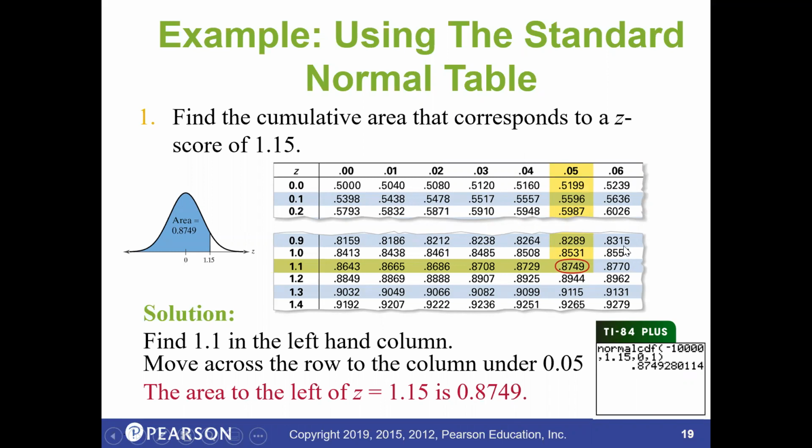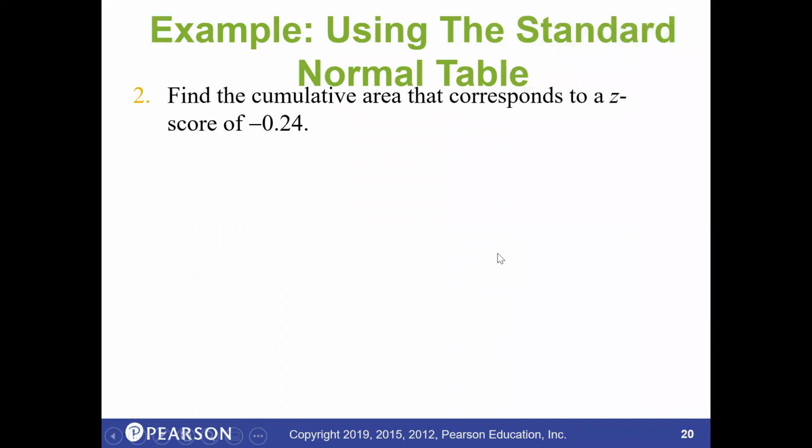Try one more time. Let's go with a negative Z score this time. So number 2, all yours here from beginning to end. All right, I'll give you guys 20 seconds-ish before giving you the answer. Go for it.